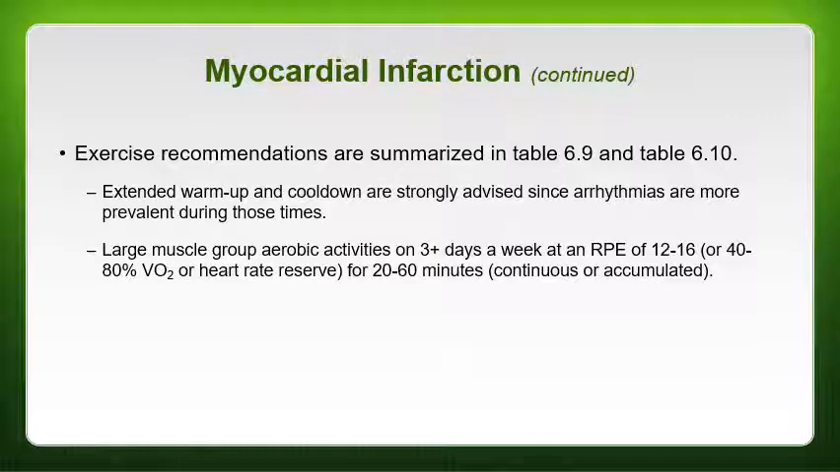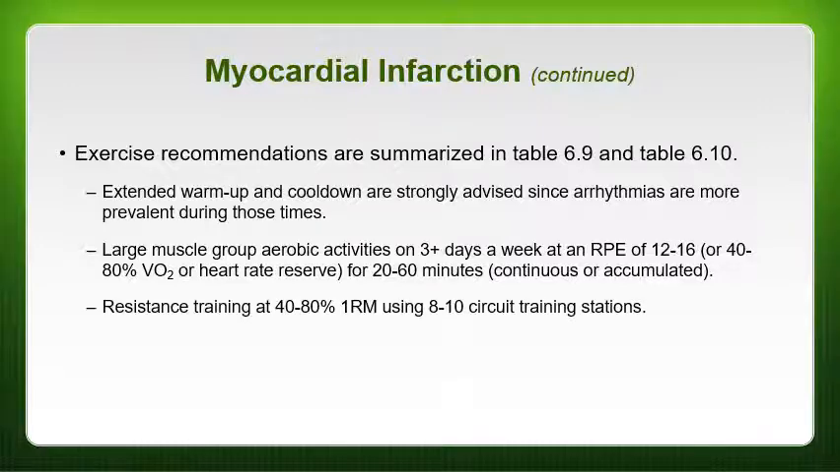Because again, that could affect some of their exercise tolerance as well. Again, large muscle group aerobic activities, at least 3 days or more a week. Here you have your intensities, and then 20 to 60 minutes. Again, that could be continuous or accumulated. Your resistance training, 40 to 80% of a 1 repetition max. And you can use circuit training stations, because in addition to strengthening them, it can continue to help with their cardiovascular and aerobic responses.